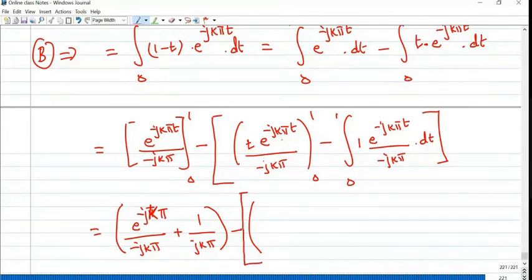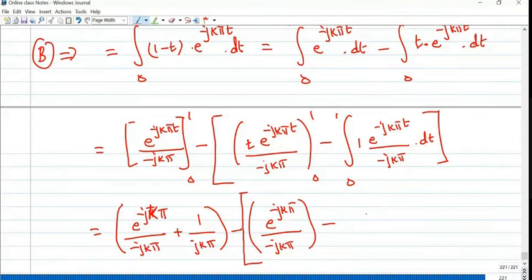T replaced by 1, so e power minus jk pi, and this term minus jk pi. And minus of anyway, t is replaced by 0, 0 dot anything is 0. So this is the result for the first term.